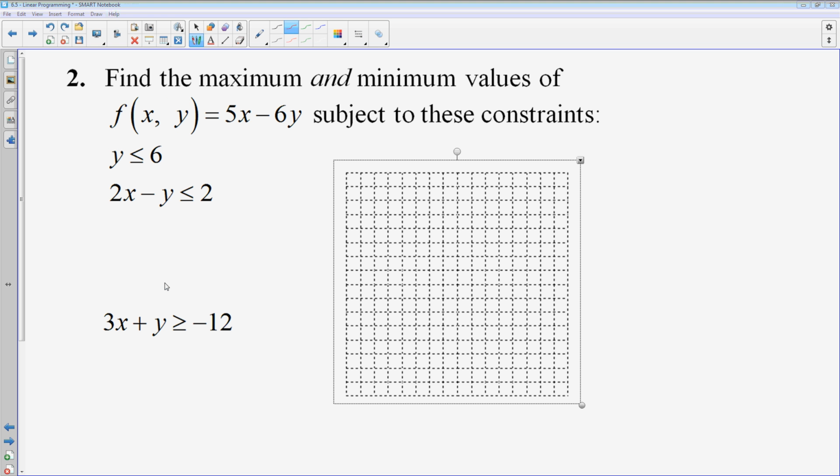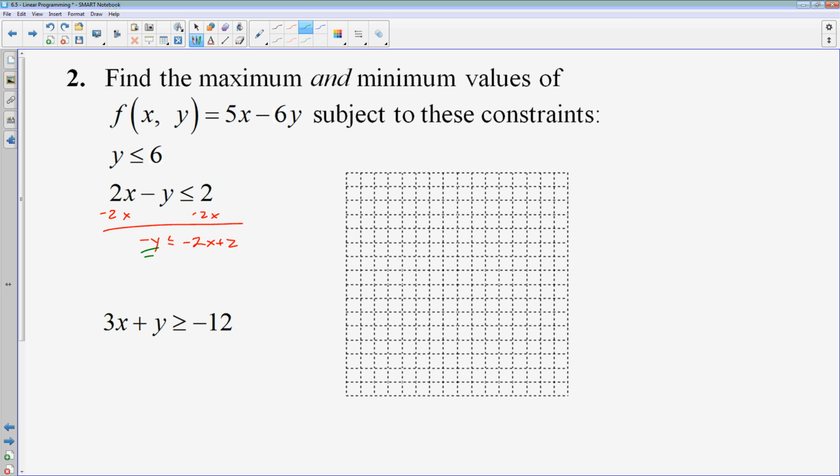There we go. Let's see, so this one I'm going to move my 2x over, subtract 2x, and that's going to give me negative y less than or equal to negative 2x plus 2, but then you need to divide everything by negative 1. Divide negative 1, divide negative 1, divide negative 1, which gives you y, and I divide it by negative, so that flips to greater than or equal to positive 2x minus 2. This one's not going to be as hard to solve. I just need to move that 3x over. So I'm going to subtract 3x.